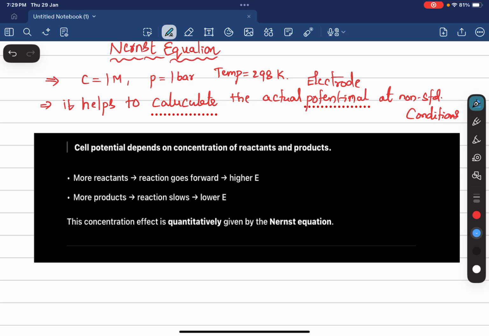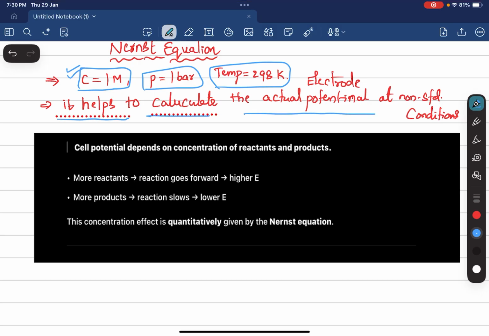Why do we need the Nernst equation? In textbooks, we calculate cell potential using standard values like concentration 1 M, pressure 1 bar, temperature 298 Kelvin. But in real life, we cannot maintain these standard conditions during the chemical reaction. So in such cases, Nernst equation helps to calculate the actual electrode potential at non-standard conditions.